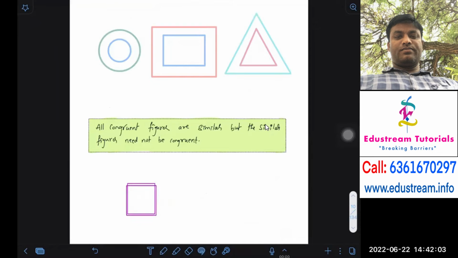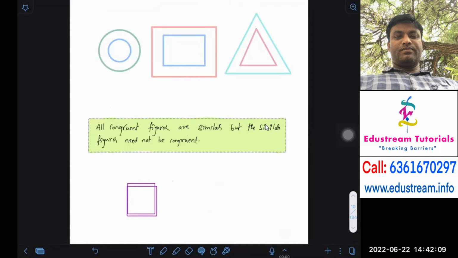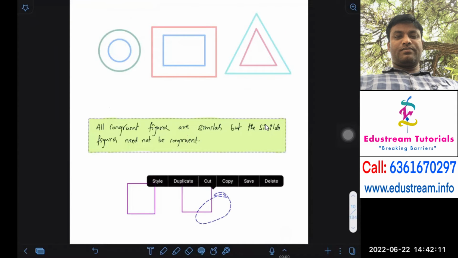That needs to be tested. See here, if they coincide exactly, then we can say they are congruent. See here, in this case, they're not coinciding. So therefore, these are similar figures.